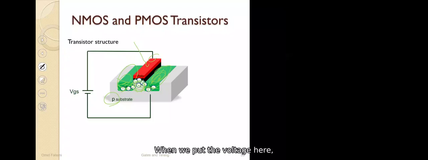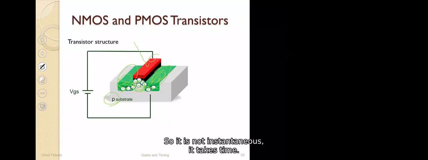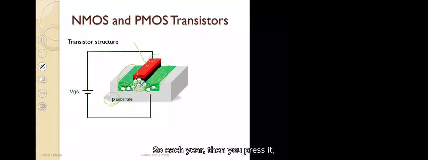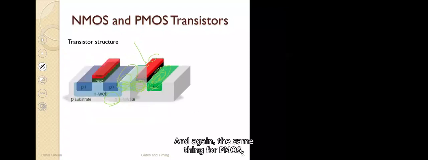Now look at this. When we put the voltage here, the electrons are coming to charge that. So it is not instantaneous. It takes time. They have to come to that position, and then they try to move, and it takes time. And because of that, for sure we have delay. It is not instant. It is not like a metal switch that you press and then it is on. If you have a plug switch, you press it and it is on because it has metal. If you press it, two metals stick together, so they conduct. This is instantaneous. But here it is not instantaneous. It takes time. And again, the same thing for PMOS, where we put voltage.